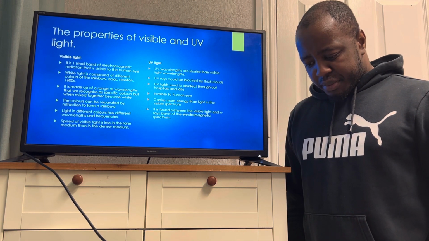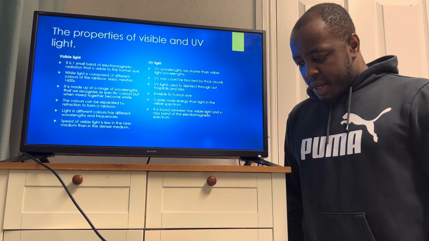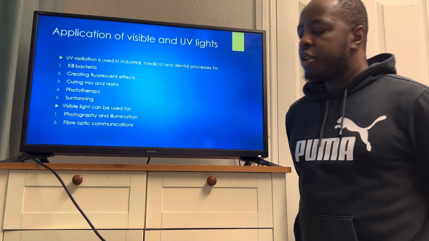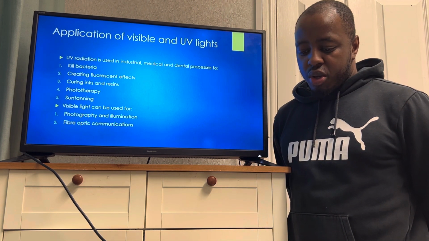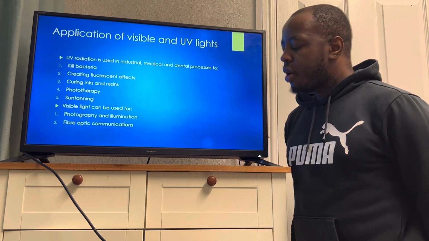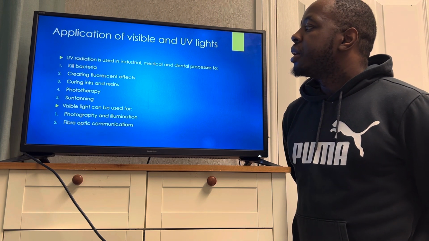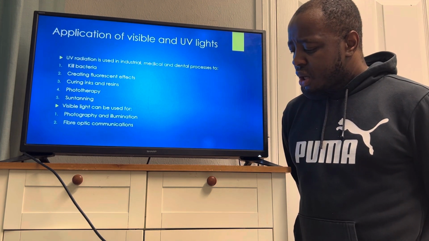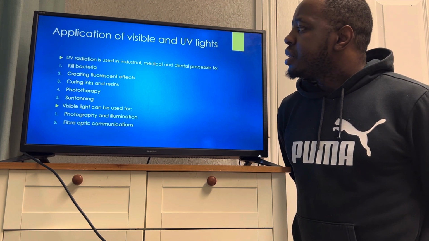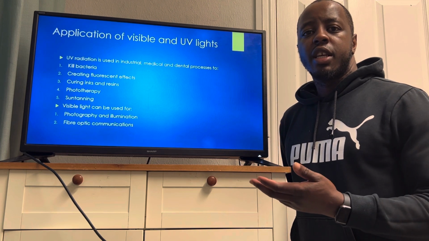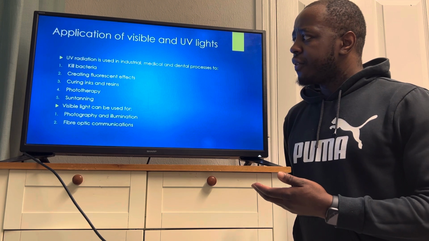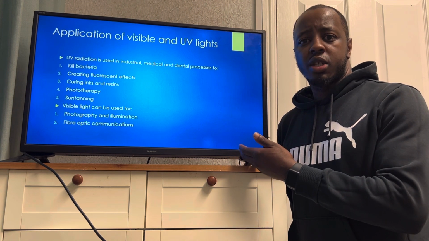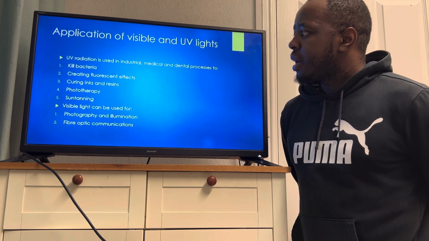Okay, I think we can move on from that. Let's look at the application of visible and UV light. Okay, so UV radiation is used in industrial, medical, and dental processes to kill bacteria, create fluorescent effects. Okay, so take for instance, sometimes there's usually dirt that you can't easily see by naked eye. So you have to use a fluorescent light to be able to determine if there's dirt traces, there's fingerprints, there's also all those sorts of things, which explains that part there.